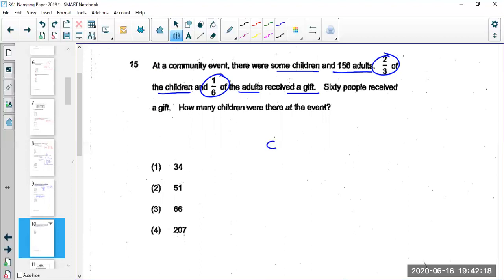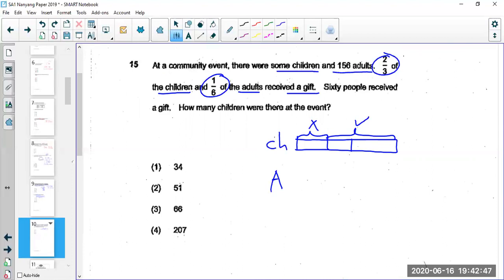Yes. Children, there are how many boxes? 3 boxes, right? The denominator is the total boxes of children. And 2 boxes of children receive a gift, right? So I put a tick there to show that 2 boxes of children get a gift. And then the other 1/3 never get a gift. Okay? All right, then continue reading.